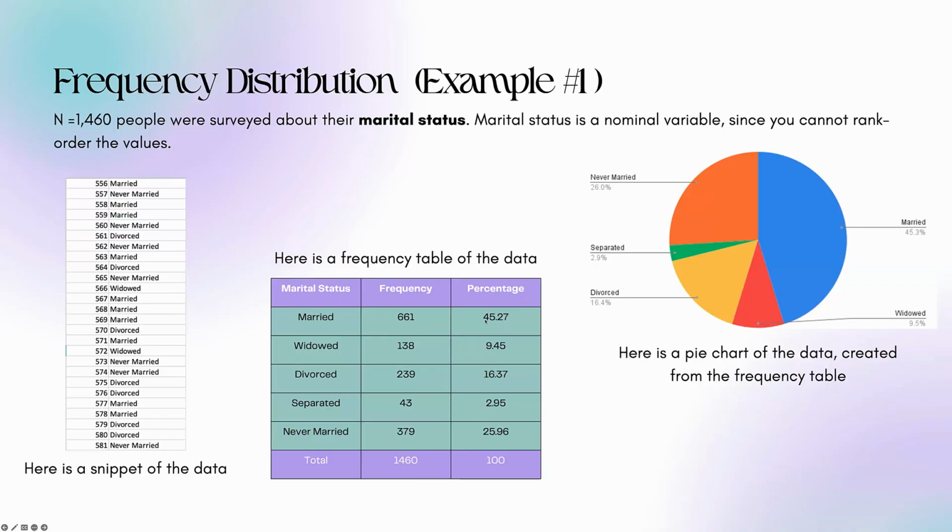Then we can calculate percentages, right? So 661 are married out of 1460, which should be 45.27%. So we can use this information and create a bar chart of marital status. A bar representing 661, another bar representing 138, another bar representing divorced, 239. Or we can use a pie chart and say 45% of this sample is married, 9.45% is widowed, and so forth. Here's just a snippet of the data set, what it looks like.